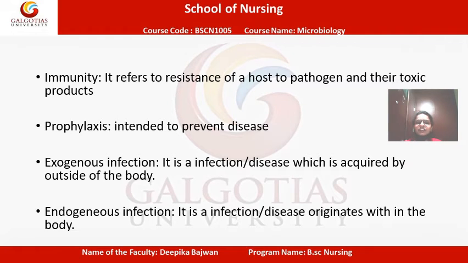Now we come to the next term, that is immunity. So this is a very basic terminology. Immunity means it is a resistance of a host to pathogens and their toxic products, means it is the immunity of a person to fight against foreign particles. Okay, so that is immunity, it depends on individuality.